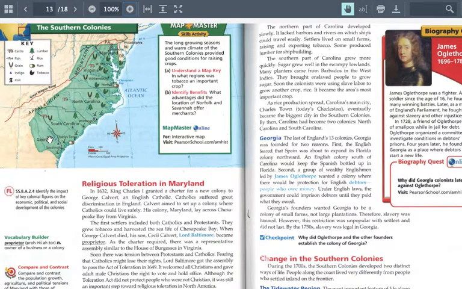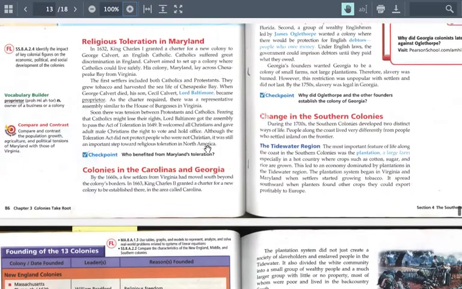So it actually opens up as a debtors colony where these imprisoned debtors can come to Georgia and work off the land, which would eventually pay off their debt. And that's what Georgia becomes. There are not really many large plantations there yet in the beginning. In the beginning, Oglethorpe wants slavery to be outlawed, but eventually slavery will become legal in Georgia, just like the other southern colonies.